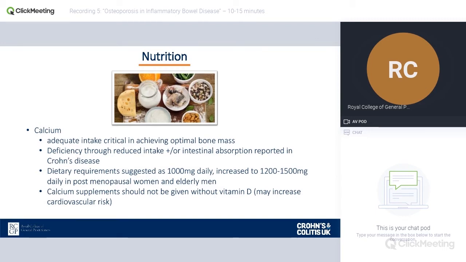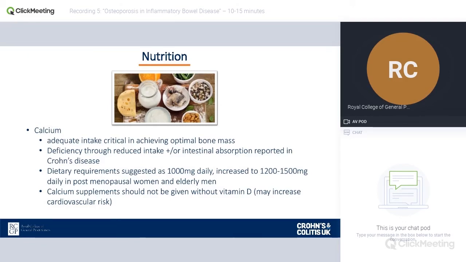So we really need to be looking at patients having a good dietary requirement and whether or not they should be having supplementation. It's suggested that around 1,000 milligrams daily is the dietary requirement of calcium, increased to 1,200 to 1,500 milligrams in postmenopausal women. And it says here elderly men, but it really is talking about patients from their 50s and above, who need a higher calcium intake because of the increased risk of osteoporosis as we age.